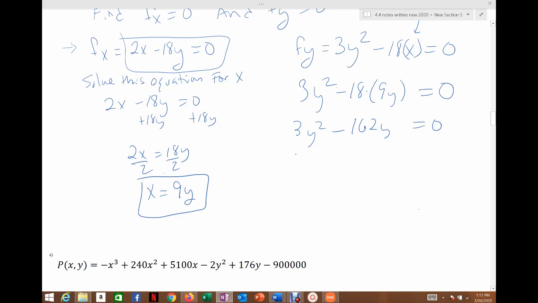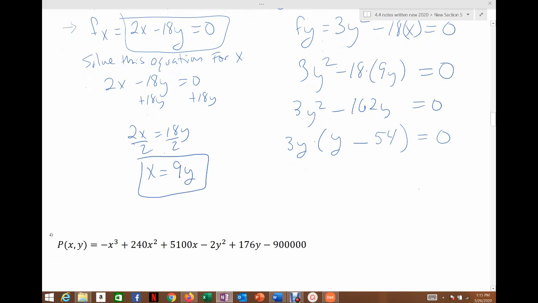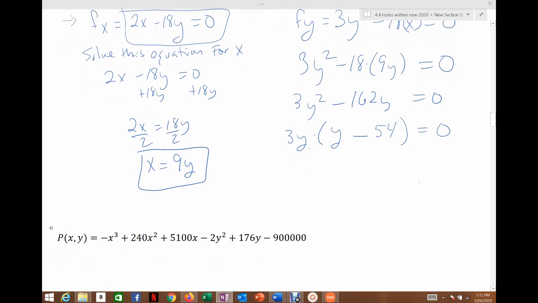First of all, I can pull out a 3 and a y from both terms. When I pull the 3 and the y out of the first term, I'm still left with a y. And remember, pulling out means divide. So I take 162 and divide out 3. I'm left with 54, and I pulled the y out completely, still equals 0. Now the zero factor property says I get a factor out of each one of my expressions. So y equals 0 is one of my zero factors, and so is y minus 54. If I plug 0 in, I get 0 out. If I plug 54 in, I get 0 out, which means I have two critical values.